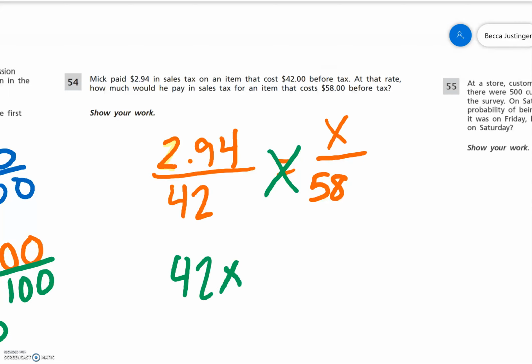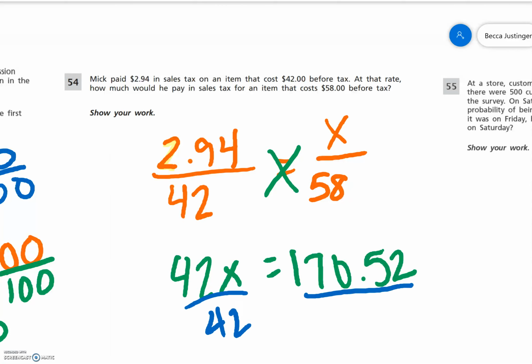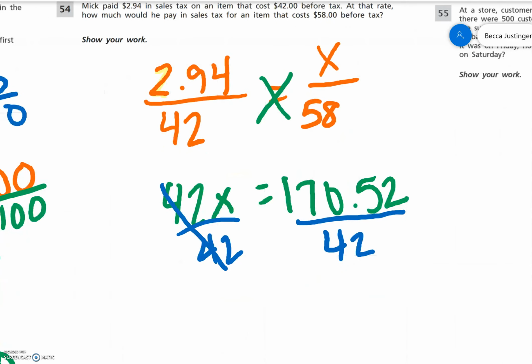So you get 42x is equal to, get out my calculator, 2.94 times 58, which is 170.52. Divide both sides by 42. 42's cancel on the left. 170.52 divided by 42 is $4.06.